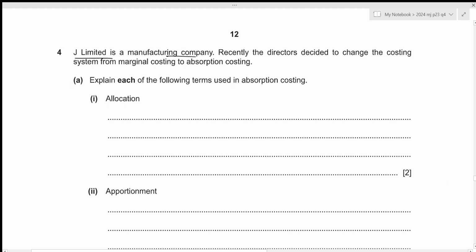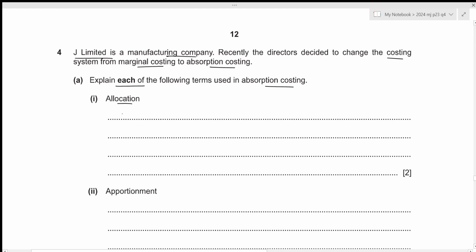J Limited is a manufacturing company. Recently, the directors decided to change the costing system from marginal costing to absorption costing. For the first part, we need to explain each of the following terms used in absorption costing. The first one is allocation. So allocation is when the overhead expenses are directly attributed to a specific cost center.